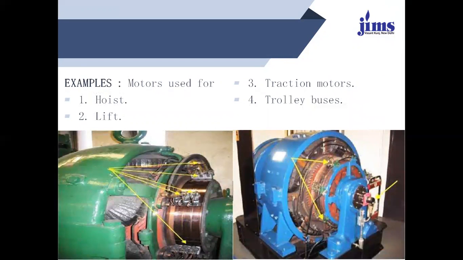Examples of this type of motor are the hoist type, lift type, traction motors and trolley buses. These are the basic applications where we are using the intermittent type of machines.